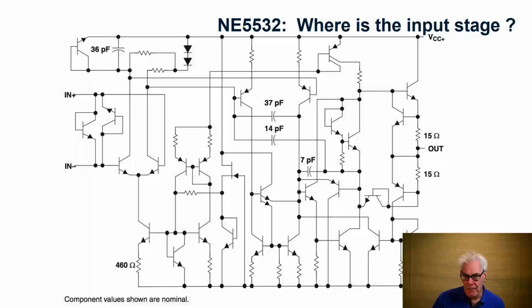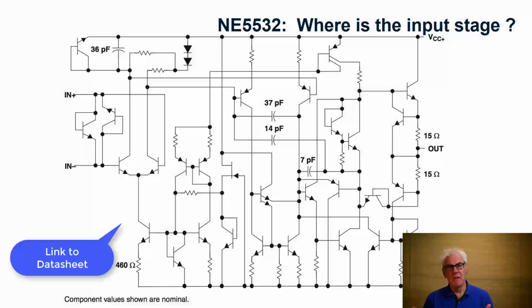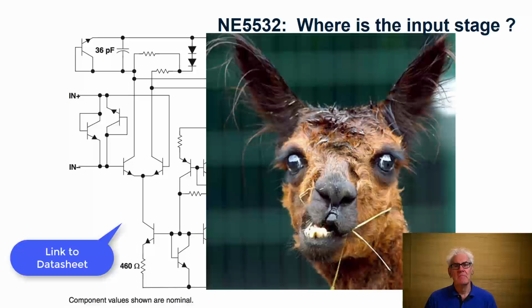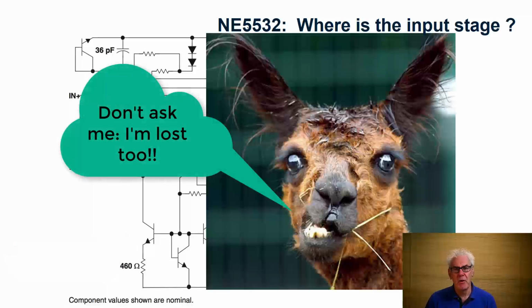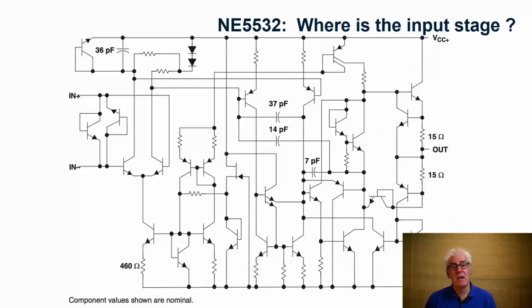Let's look at an op-amp and look at some of the detail. So here's a typical op-amp. It's an NE5532. It's a well-known product. Where's the input stage? Yes, it is quite complicated, isn't it? Let's try and take the circuit diagram and the schematic to pieces, and let's try and identify it.